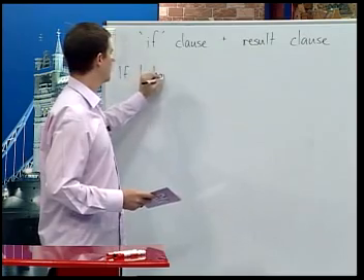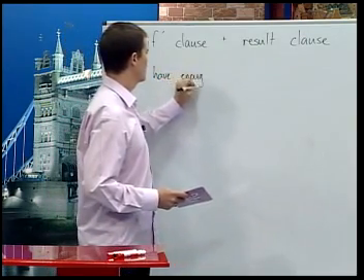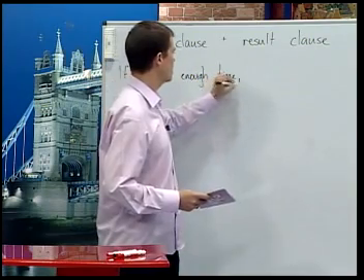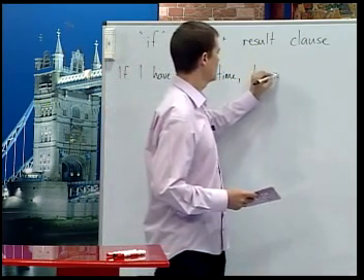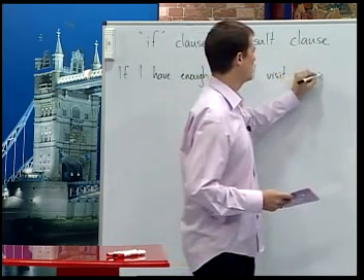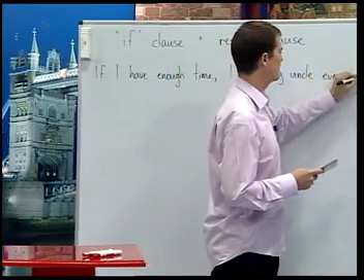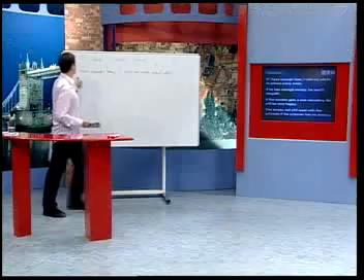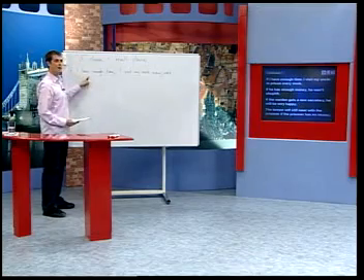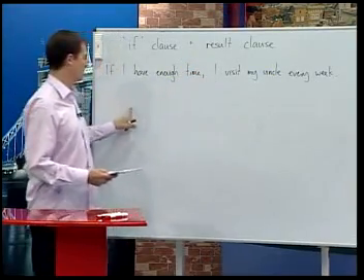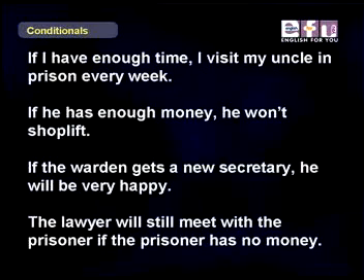If I have enough time, comma, I visit my uncle every week. Look at that again. If clause: if I have enough time. Result clause: I visit my uncle every week. Okay, in the fourth sentence, if the prisoner has no money is the if clause. The lawyer will still meet with the prisoner is the result clause.